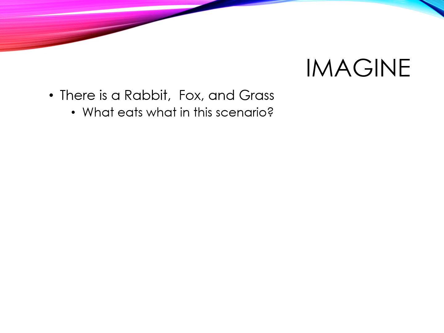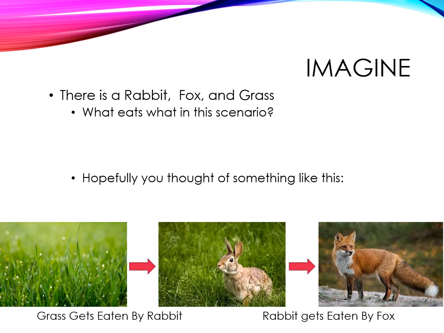So now I want you to imagine we have a rabbit, fox, and grass. And I want you to think of what eats what in this scenario. Take a second to pause this video or just think about it. But in this scenario, hopefully you thought of something like this. The grass gets eaten by the rabbit, and the rabbit gets eaten by the fox.